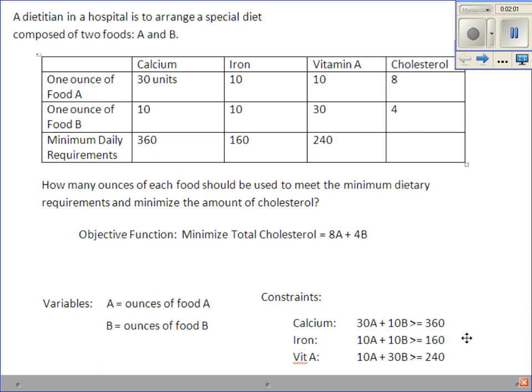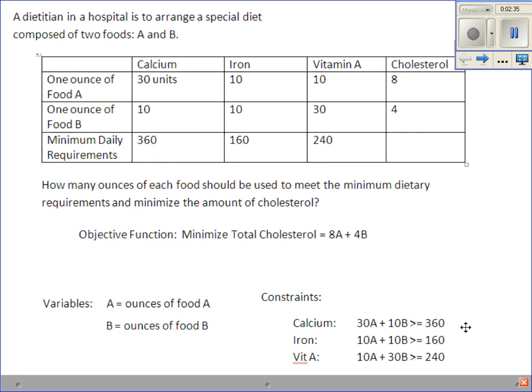And then our constraints: because each ounce of food A has 30 units of calcium and each ounce of food B has 10 units of calcium, we need to have a total of calcium at least 360. It's fine if we exceed it. So if we did use 10 ounces of A and 10 ounces of B, that'd be 300 units of calcium plus 100 units of calcium, 400 total units of calcium, and that would meet the requirement.